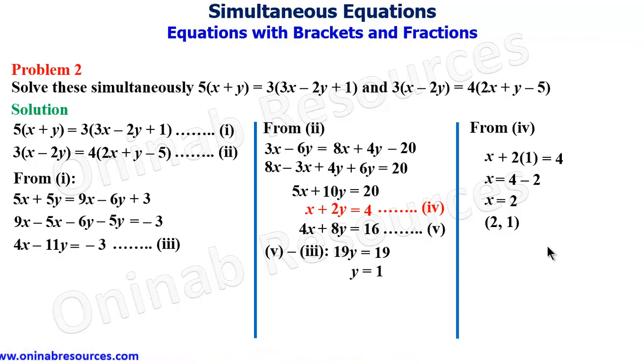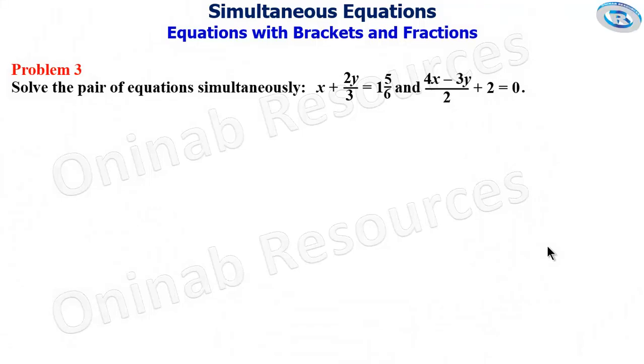Then we go to problem 3. For problem 3, solve the pair of equations simultaneously. So we have x plus 2y over 3 is equal to 1 whole number 5 over 6, and 4x minus 3y all over 2 plus 2 is equal to 0. So what we do now, again, we label each of the equations. So before then, we are going to have it as x plus 2y over 3 is equal to 11 over 6.